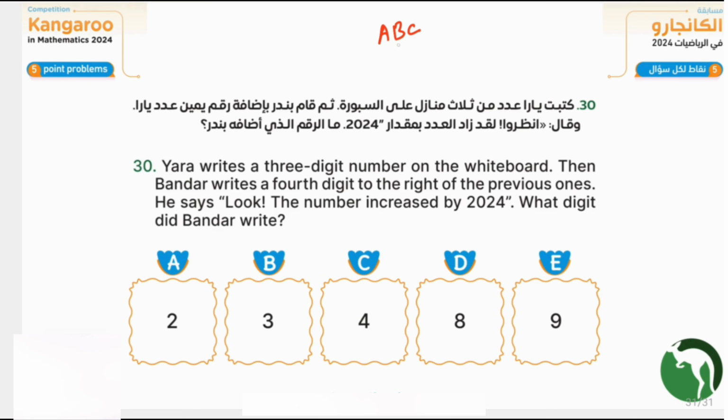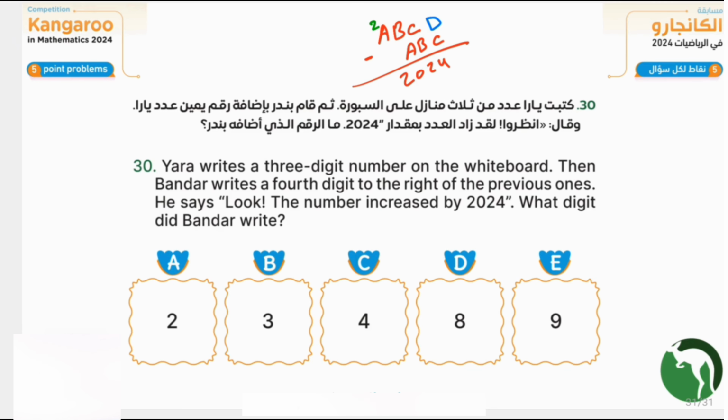Now let's also write D, with another color, the digit that Bandar added. Okay, now if we subtract Yara's number, A, B, and C, from this number, we will obtain 2024. Okay, now A minus blank is 2, so A is 2.